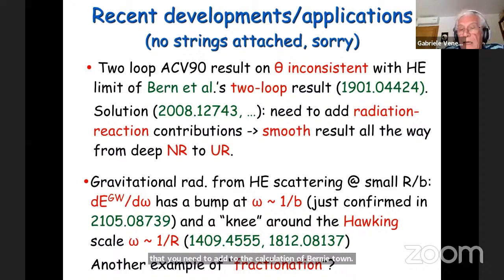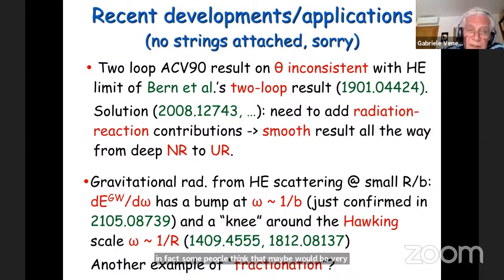And the nice thing is that once you do that, then you get a smooth two-loop result, all the way from the deep non-relativistic regime to the ultra-relativistic regime. In fact, some people think that maybe it would be very useful, besides having the usual post-Newtonian expansion around small velocities, to have another expansion near the ultraviolet or ultra-relativistic limit.